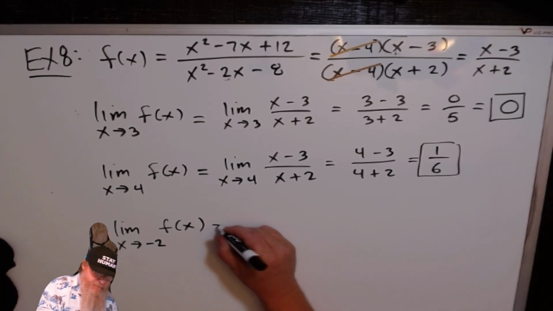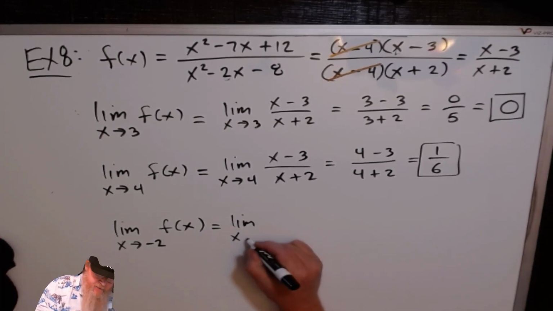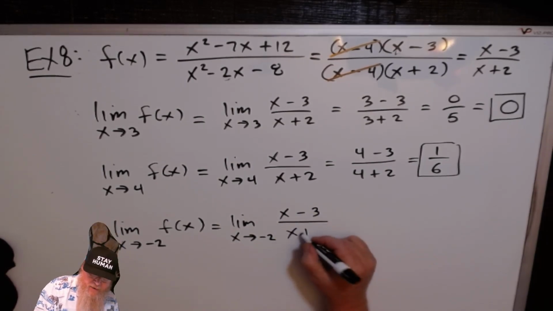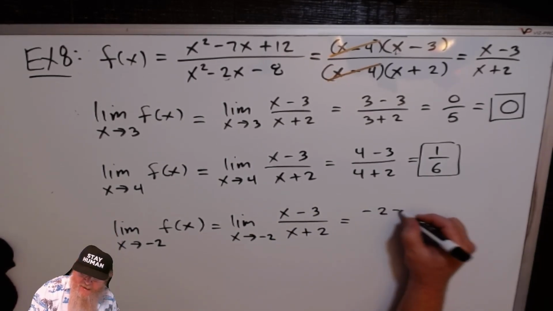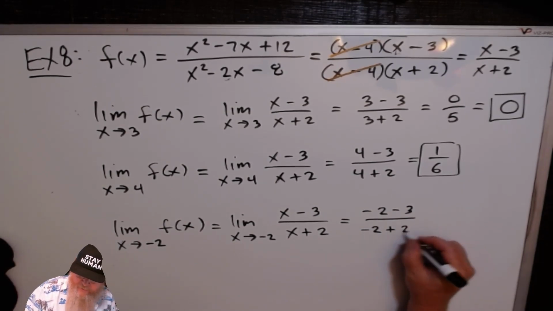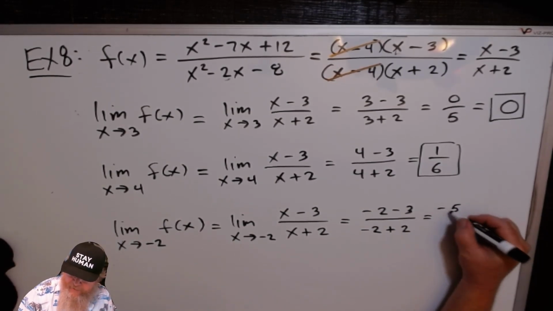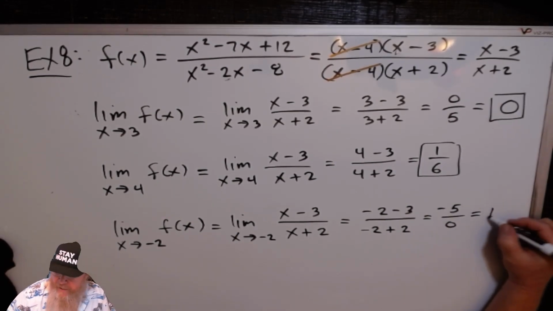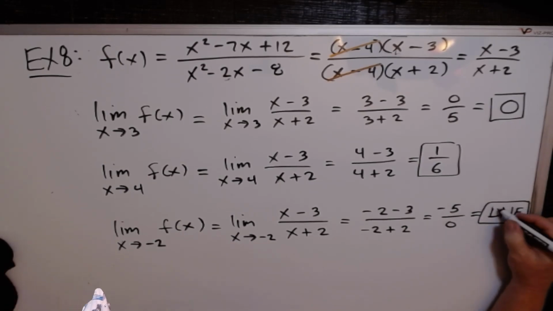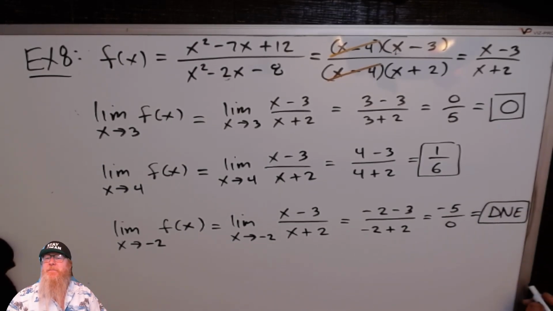And finally, the limit as x approaches -2. Again, I'm using the simplified version. -2 minus 3 over -2 plus 2 is -5 over 0. Now you should panic or calmly exit. It does not exist. All right.